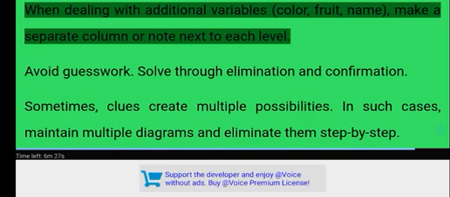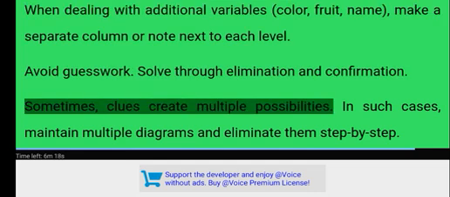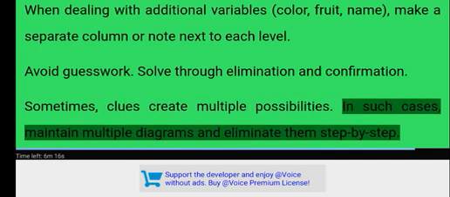When dealing with additional variables, color, fruit, name, make a separate column or note next to each level. Avoid guesswork. Solve through elimination and confirmation. Sometimes, clues create multiple possibilities. In such cases, maintain multiple diagrams and eliminate them step by step.